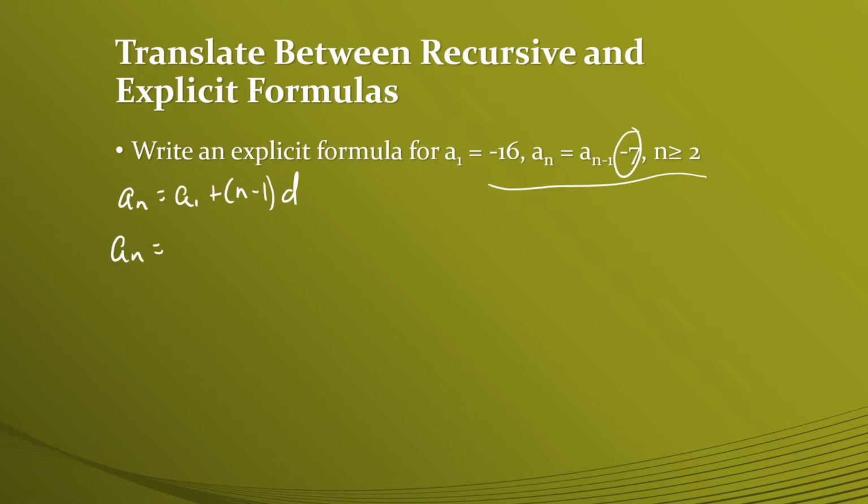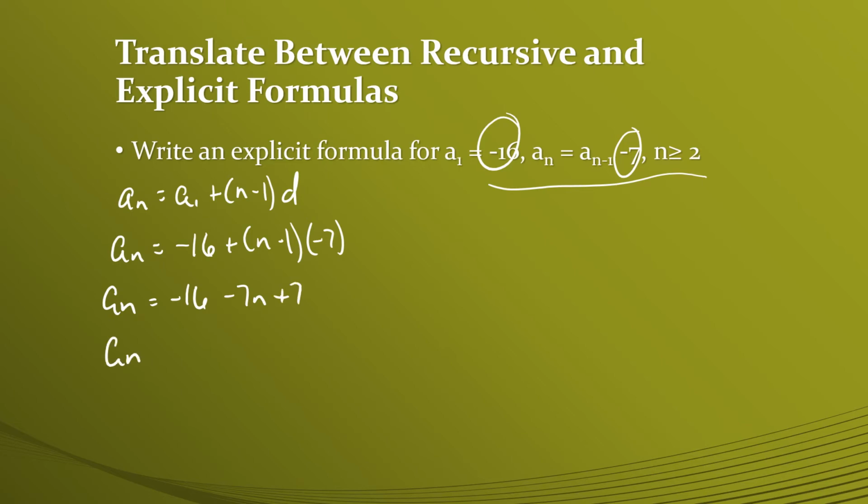So an equals, well, a1 is negative 16 plus n minus 1 times the common difference, which is negative 7. Let's distribute that negative 7, so now we got negative 16. n times negative 7 is minus 7n, and n times negative 1 now is a positive 7. And let's combine the like terms. So I got negative 7n, and then negative 16 plus 7 is going to give me negative 9.